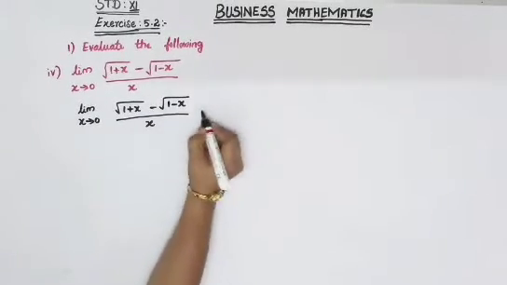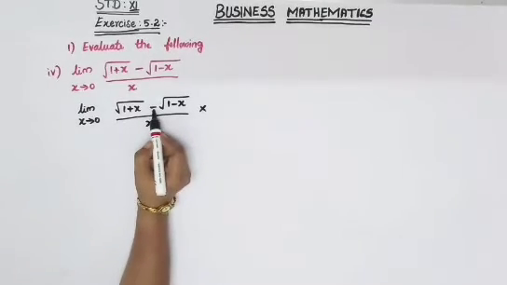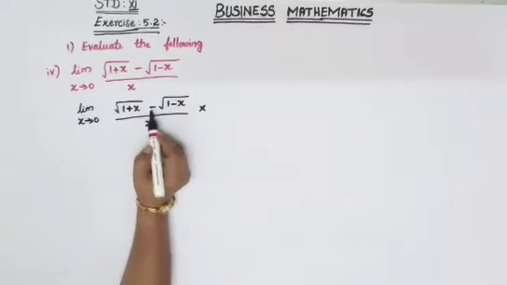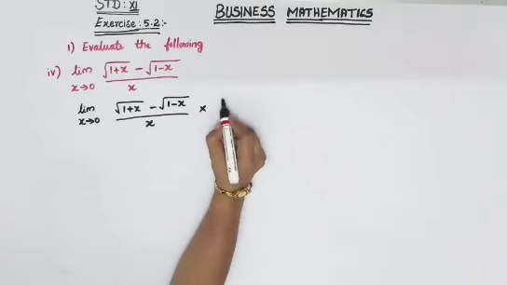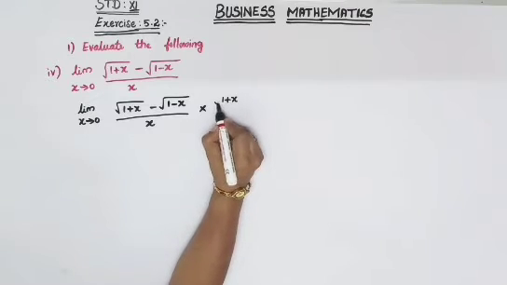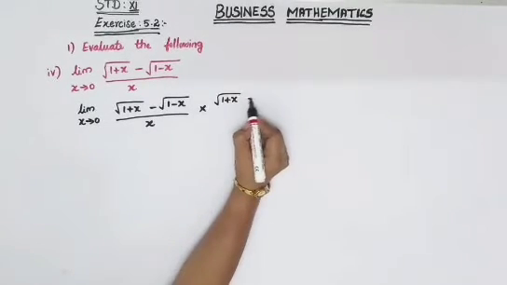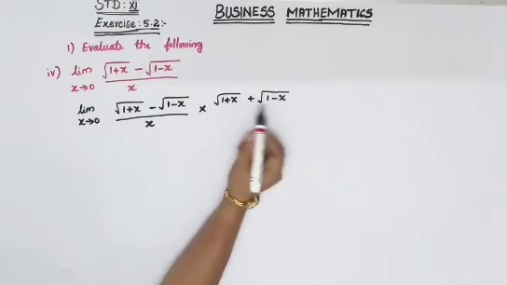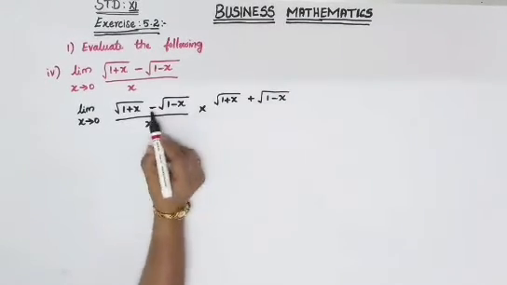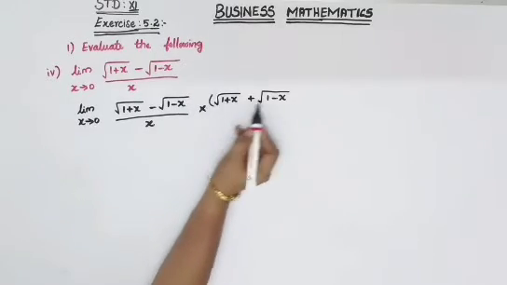Write your question as it is. Since we have got minus, you have to multiply by a conjugate, which means in between you have plus. These two terms will be there as it is. Minus means you have to multiply by plus. So 1 plus x within the root, minus means put plus, again root of 1 minus x. These two terms are there as it is. Only in the place of minus you will have to replace by plus.